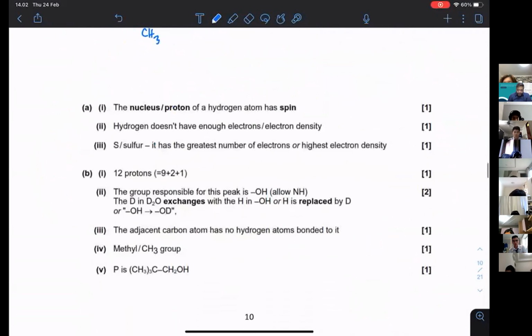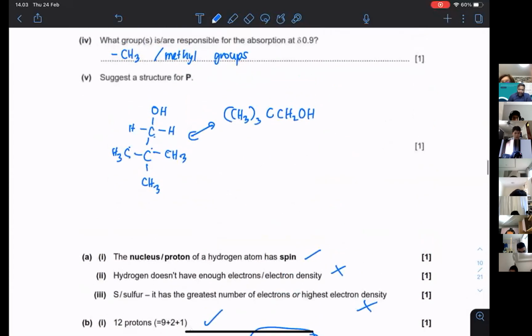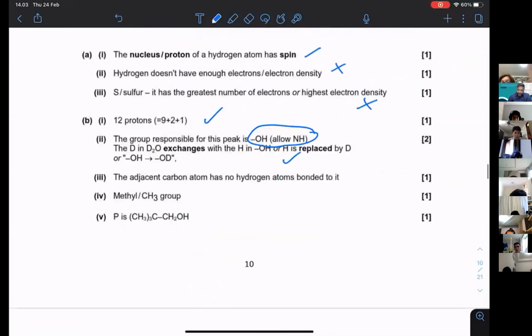So if you look at all the answers, you can just double check. Not in your syllabus anymore. Okay, this one is done. The group responsible, see, they do allow. If you put the NH, the one that I deleted, it is still okay, they do allow.